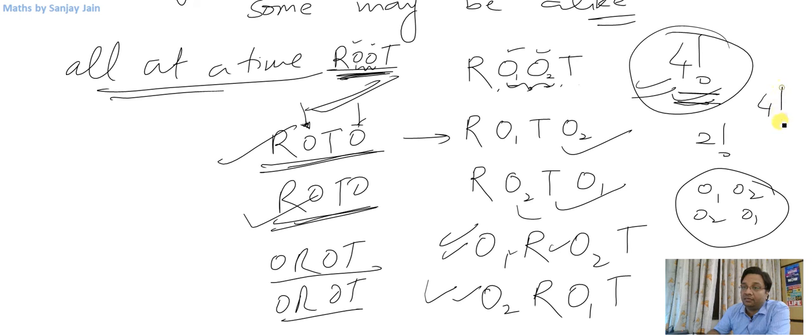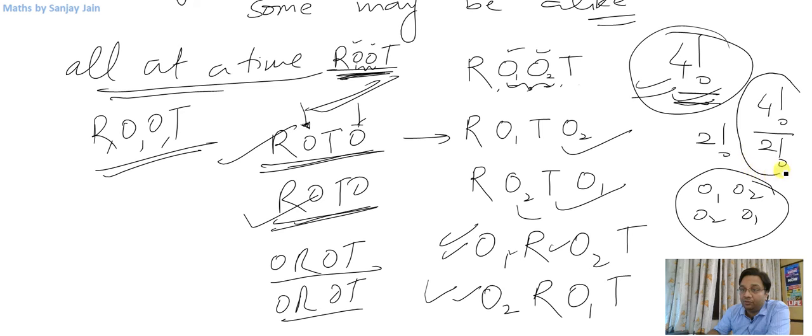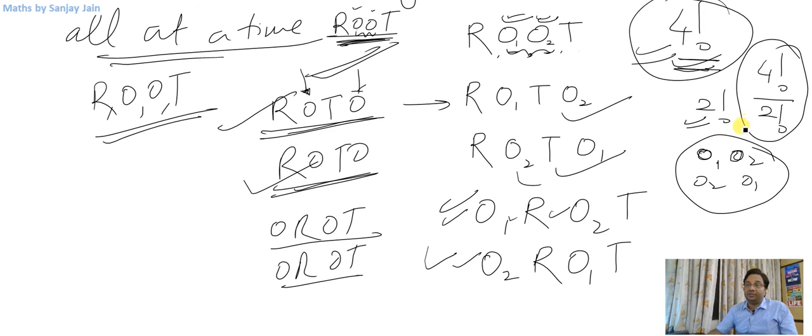So the number of ways I can arrange the letters of this word root taken all at a time will be equal to 4 factorial by 2 factorial. I have to divide it with 2 factorial, which is the number of ways of arranging O1 and O2 among themselves. So I had two things that were same, alike, so I divided it with 2 factorial.